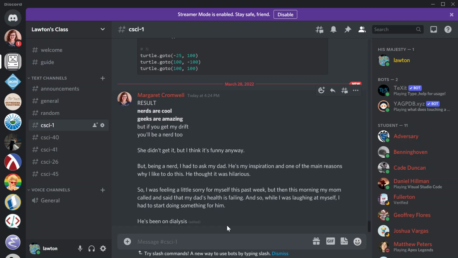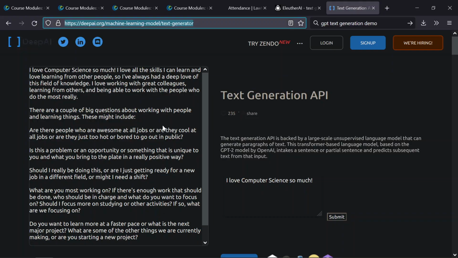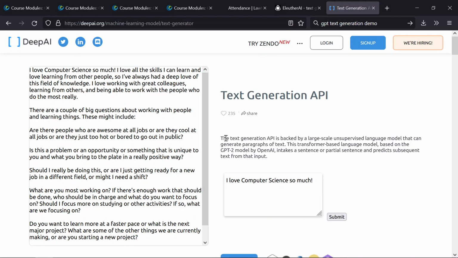You see how it's like taking what you started and then going somewhere with it. Oh man, let's not think about it anymore. That's super cool. Apparently, this one works. This website that I found, Text Generation API. I type, I love computer science so much.